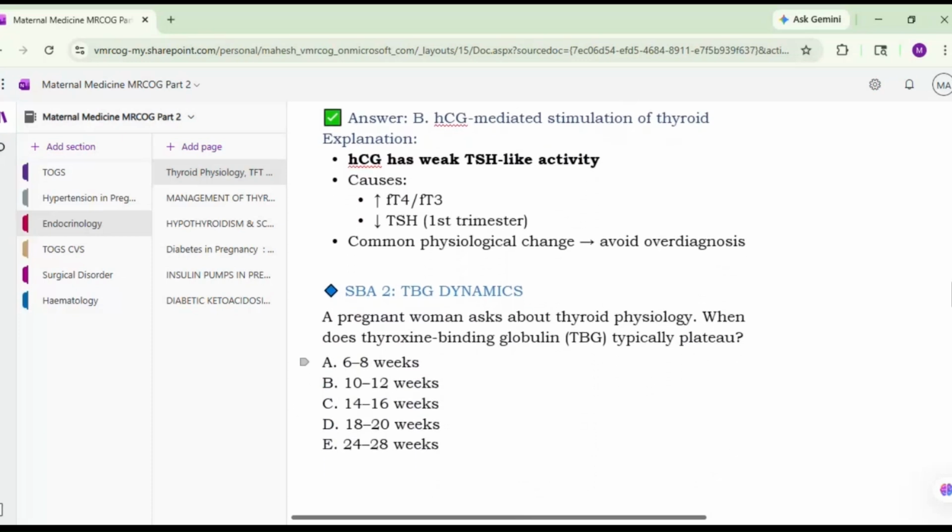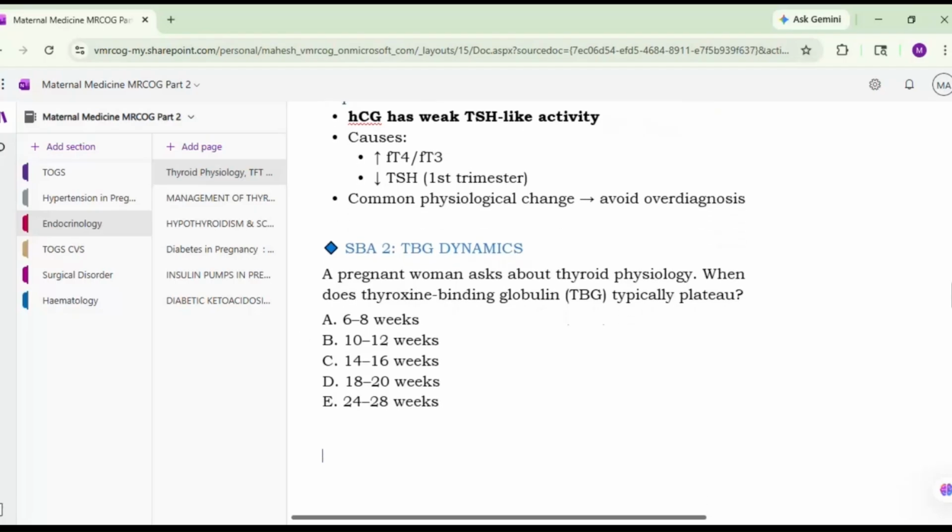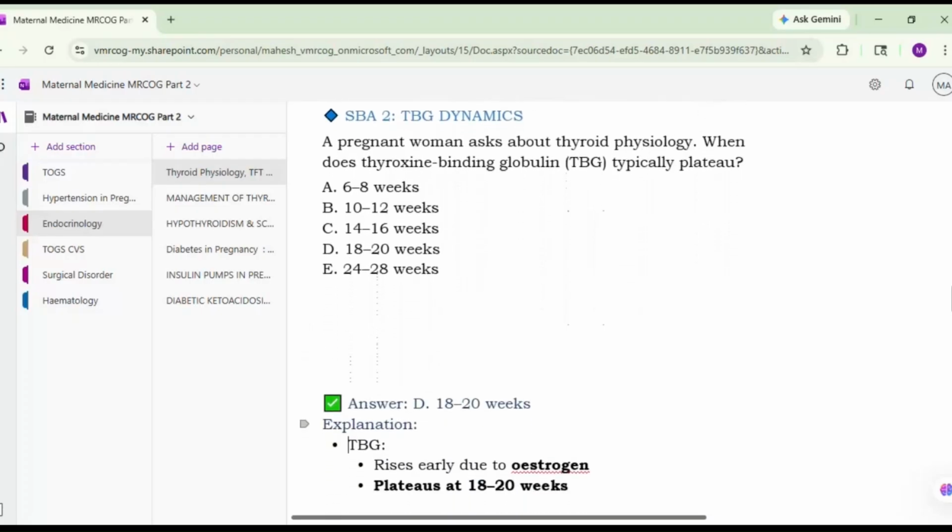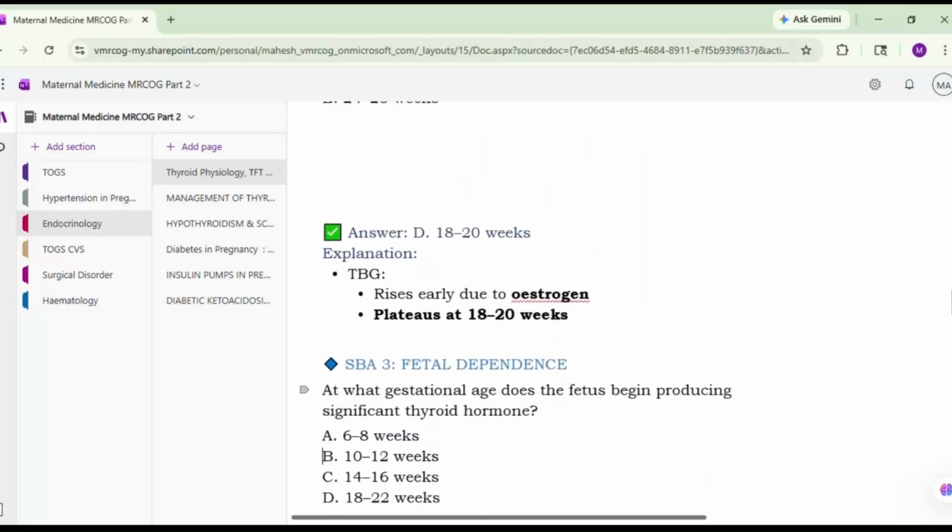A pregnant woman asks about thyroid physiology. When does thyroxine binding globulin typically plateau? A. 6 to 8 weeks. B. 10 to 12 weeks. C. 14 to 16 weeks. D. 18 to 20 weeks. E. 24 to 28 weeks. It's D, 18 to 20 weeks. So TBG rises early due to the estrogen levels, but it plateaus by around 18 to 20 weeks of gestation.